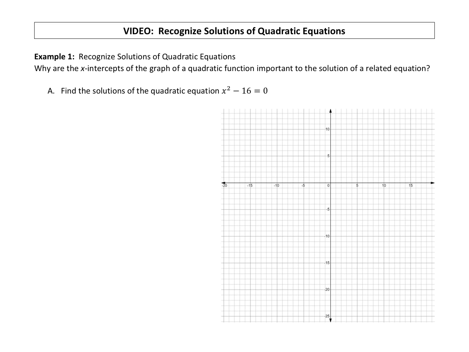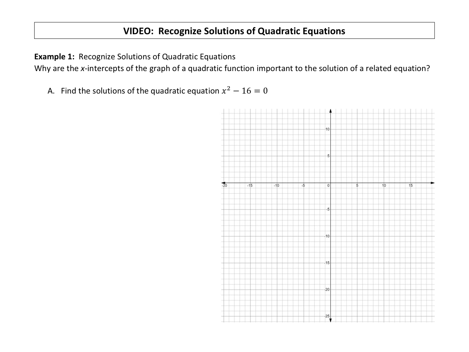All right, we're going to start with our first example, recognize solutions of quadratic equations. And our question is, why are the x-intercepts of the graph of a quadratic function important to the solution of a related equation? So part A, find the solutions of the quadratic equation x squared minus 16 equals 0. So you can see we have a graph that we're going to fill in.